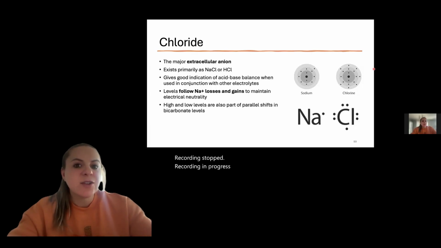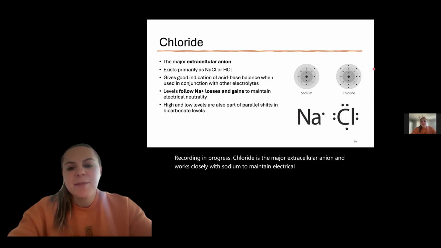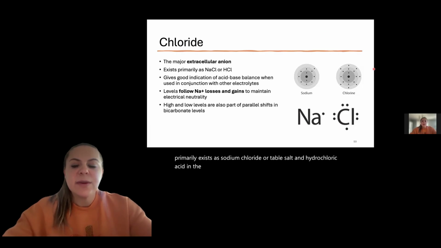Chloride is the major extracellular anion and works closely with sodium to maintain electrical neutrality. It primarily exists as sodium chloride or table salt and hydrochloric acid in the stomach. When evaluated alongside bicarbonate, chloride gives us valuable insight into acid-base balance.